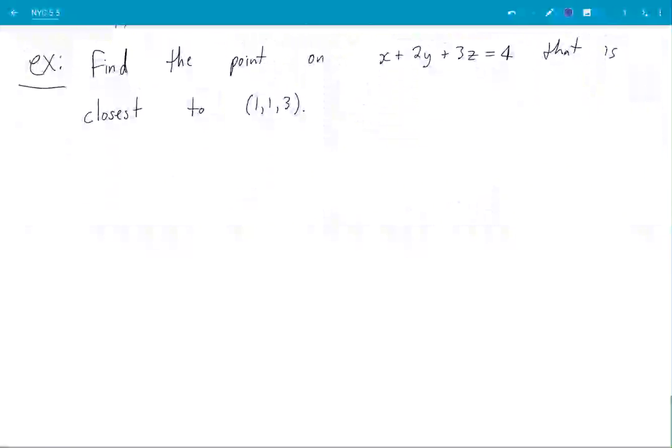One more example. Now we're not looking for a distance, we're looking for a point, the closest point, or the point on the plane that is closest to this guy. So I'm actually not going to use a projection this time.